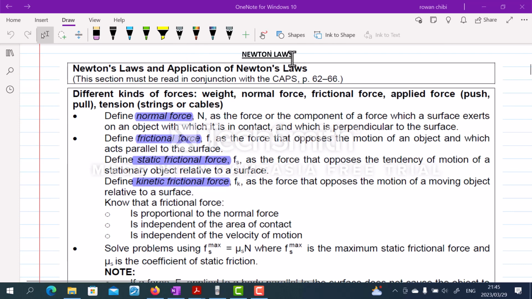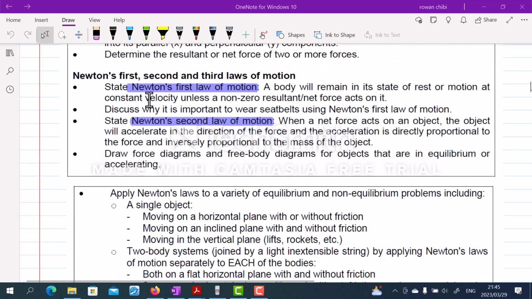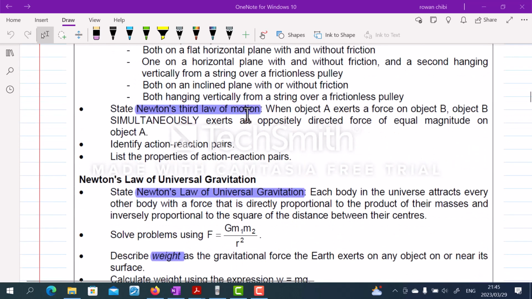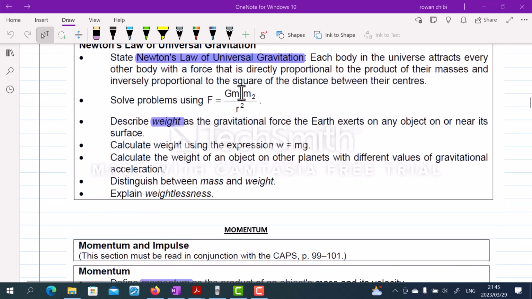For example, with Newton's laws, you must be able to define normal force, you must be able to define frictional force, static frictional force, kinetic frictional force. You must be able to state Newton's first law, Newton's second law, Newton's third law. You must be able to state Newton's law of universal gravitation, describe weight. You'll get all of this in your WhatsApp group. I sent you this document, your exam guideline per topic.